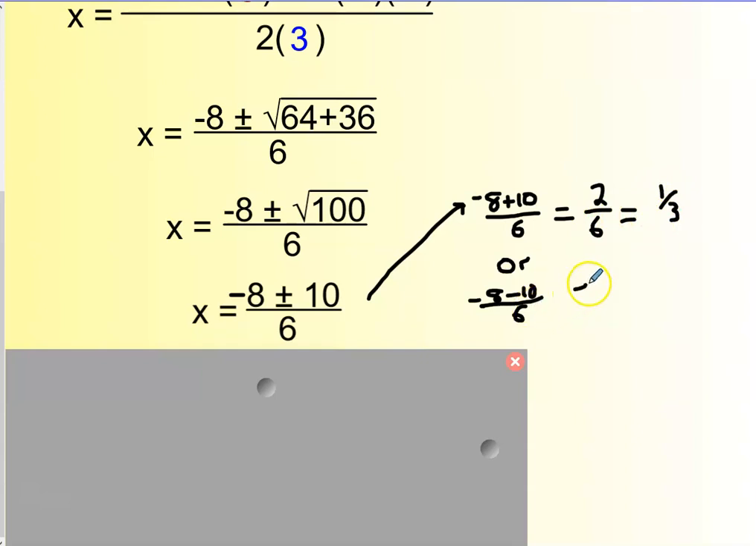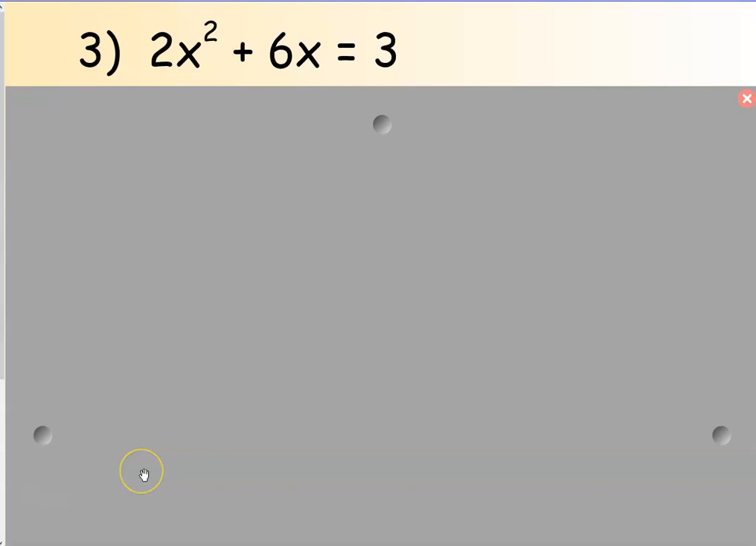This becomes negative 18 over 6, which is just negative 3. And so those are my answers for x. Let's do one more. And let's take a look at this one here.